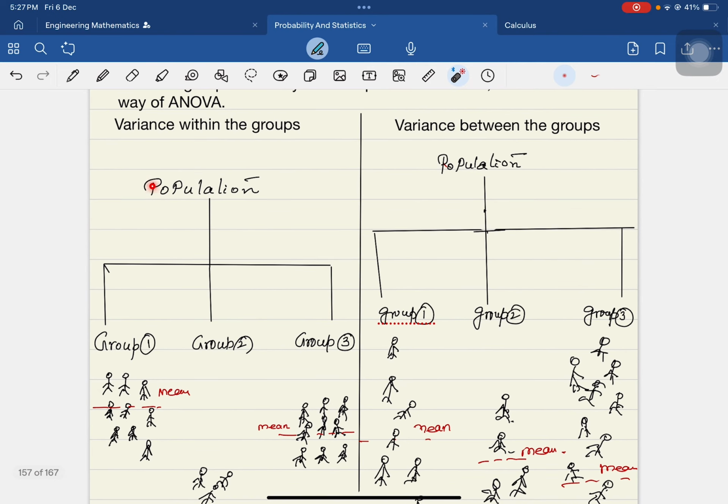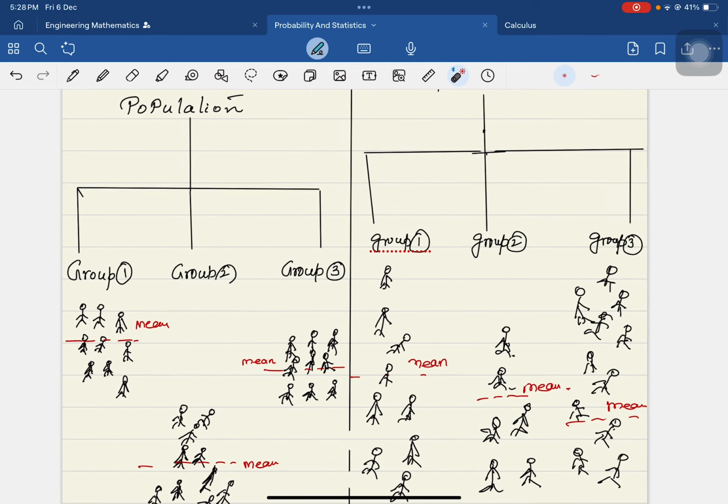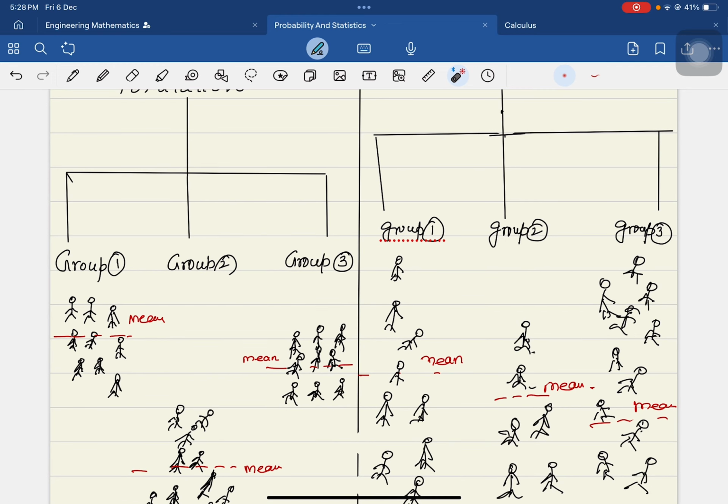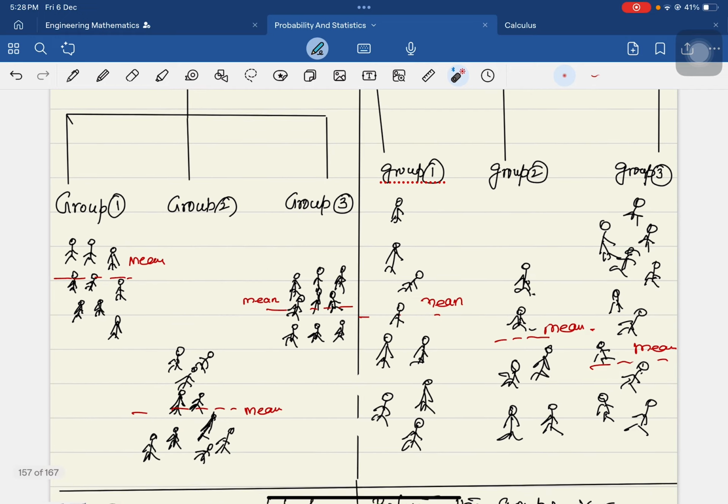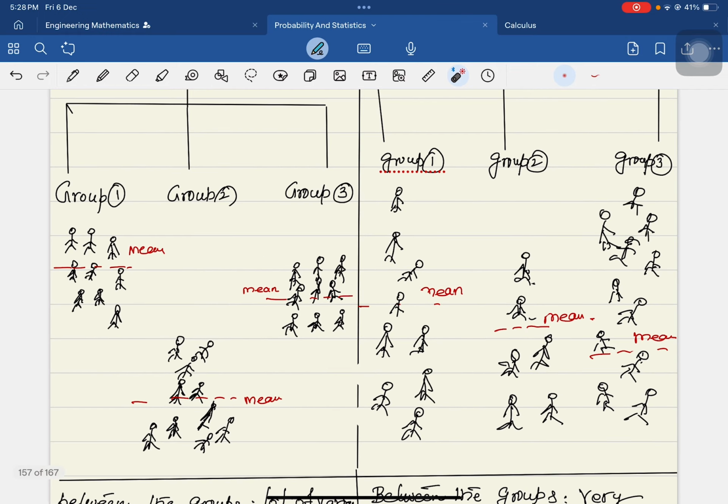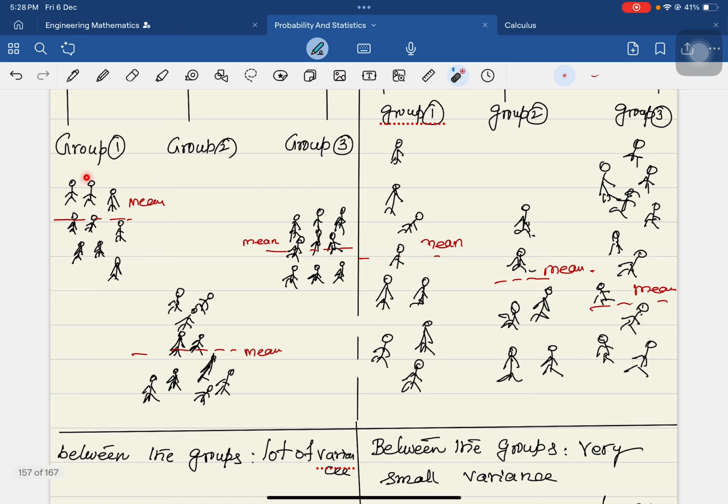Suppose I have a population in which three groups have been divided. Depending upon so-and-so characteristics, we will divide the population into three groups, let us say. Now look at these groups. If you understand, the mean of this group is somewhere here. The mean of this particular group is somewhere here, and the mean of this group is somewhere here.